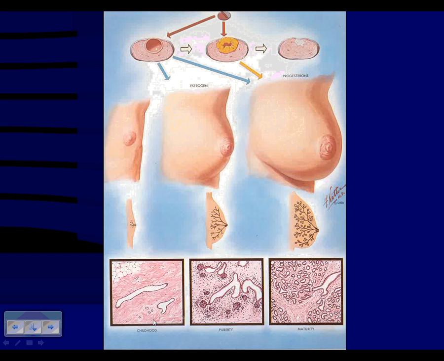Now you notice I know that this is from a female child because there's actually lobular units here. They're atrophic, but they're still there. In a male child, you would only see ductal structures.